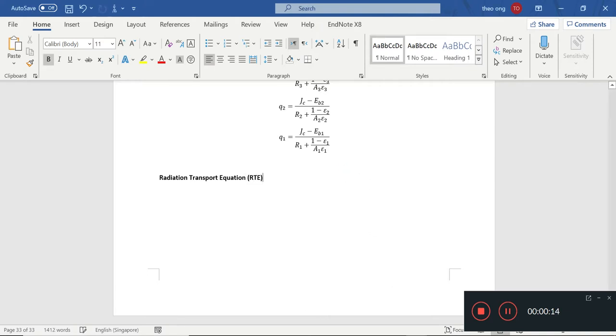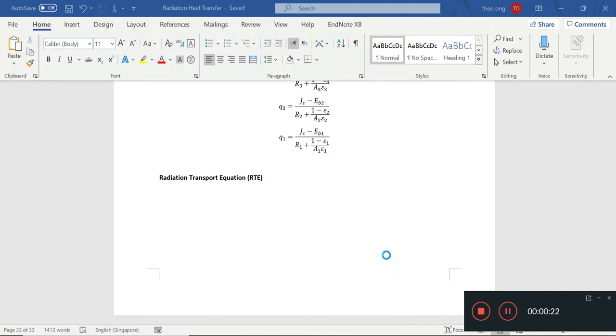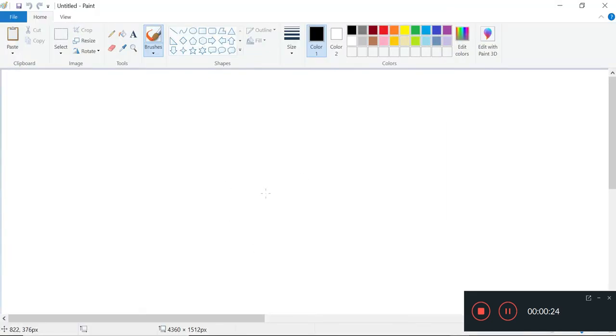Alright, so what is this about? Well, this is probably one of the most scary things in radiation. Cue dramatic music. Dun dun dun. Okay, so enough with the jokes. So what are we dealing with here?